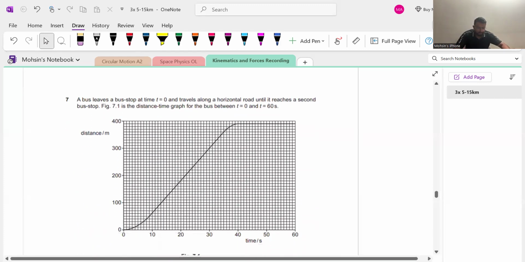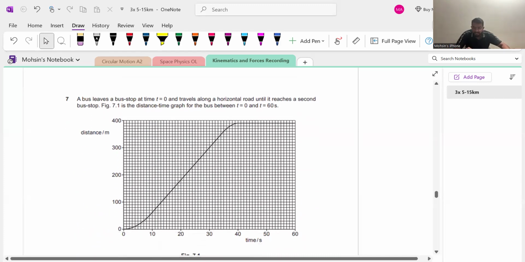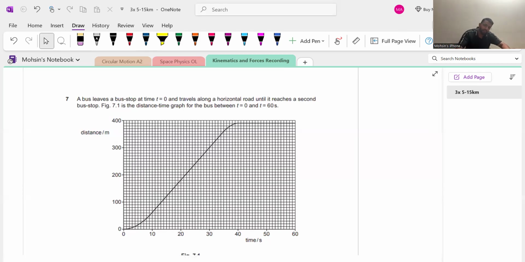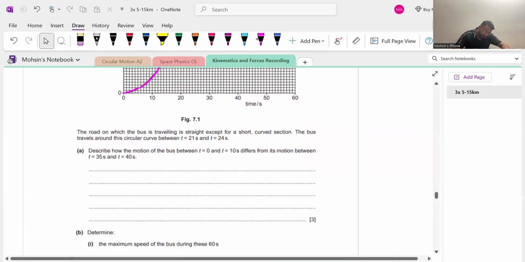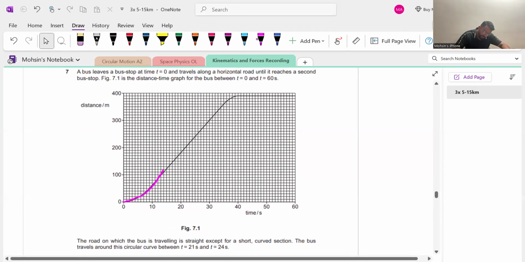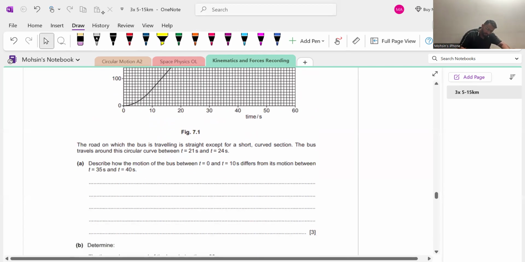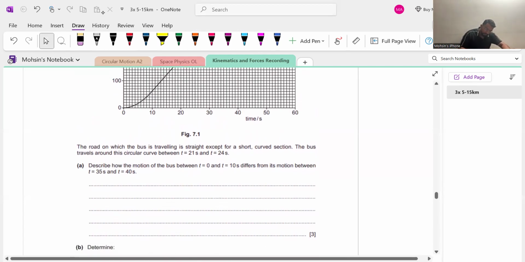seconds. So, guys, it's a distance-time graph, and the gradient of a distance-time graph gives us speed. So we can see here in the starting, the gradient is increasing. It means the speed is increasing, and from 35 to 40 is in between here. The gradient is decreasing. So if the gradient is decreasing, it means that the speed is decreasing. So it should be 2 mark, 3 mark. Okay.